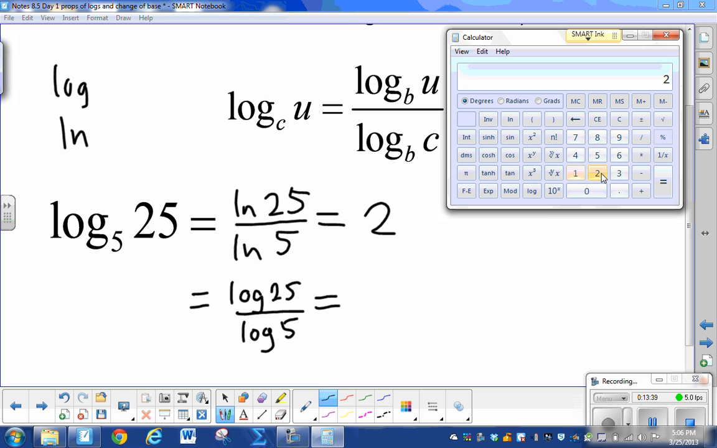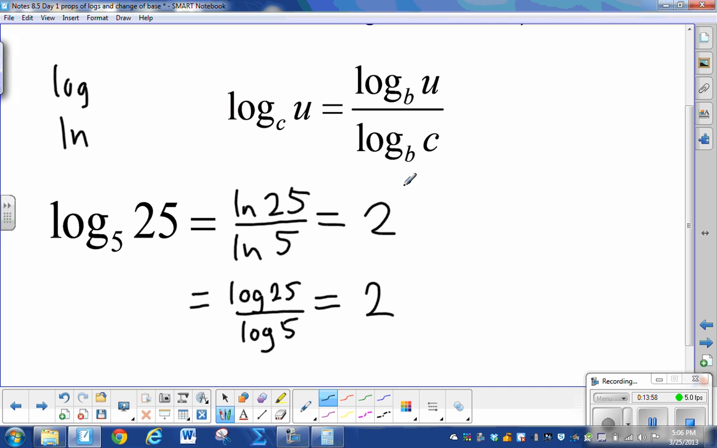Okay, so log of 25. We're using log now. There it is. So that's the log of 25 divided by the log of 5. So it's going to be this divided by that, and that is also a 2. Okay, that's how the change of base formula works.